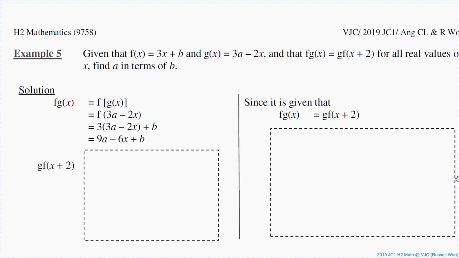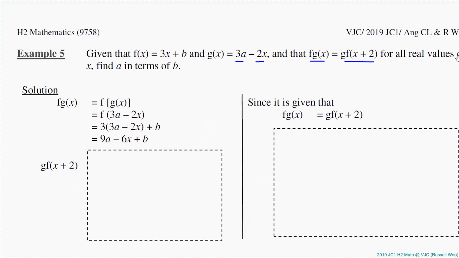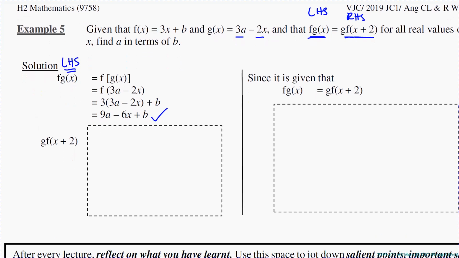Alright, example 5, last example before we end this chapter. Given that fx is 3x plus b, gx is 3a minus 2x, and fgx is gfx plus 2 for all real values of x. This is the one that we're going to use to solve the problem. So let's take a look at the left hand side and the right hand side. Left hand side we simplify. You get a general expression for fg. You get this. Okay. What about the right hand side?